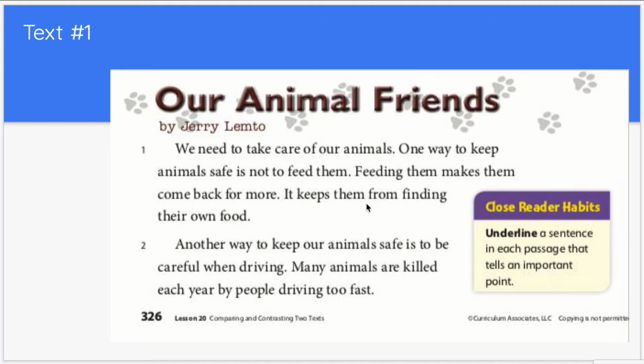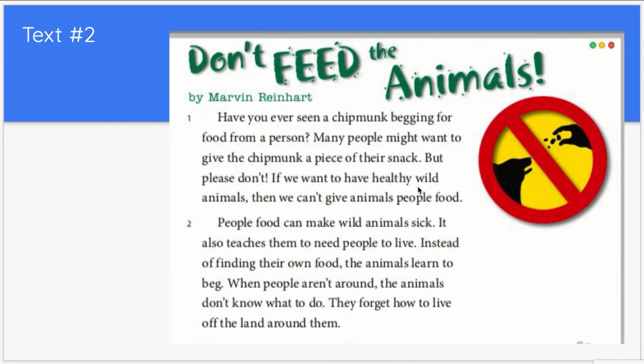Boys and girls, let's see how our next text might compare with this one. Well, let's now read Don't Feed the Animals by Marvin Reinhardt. I think you can probably see some similarities already.